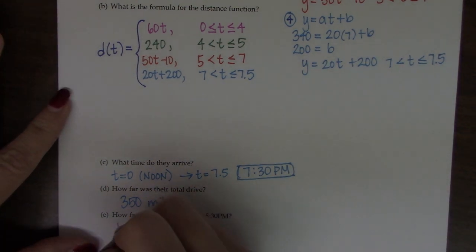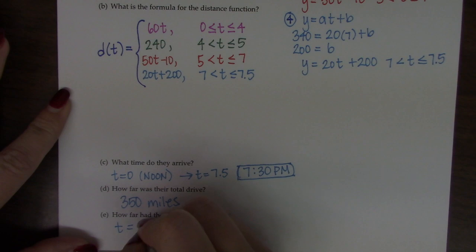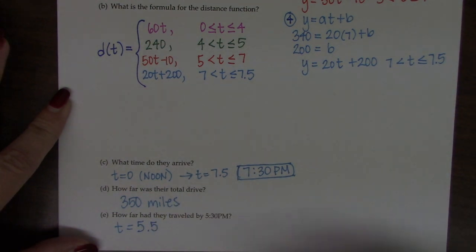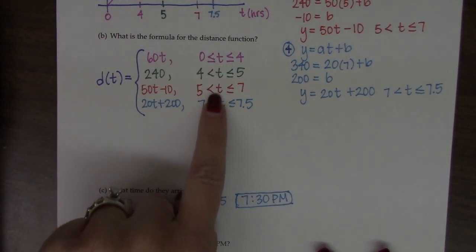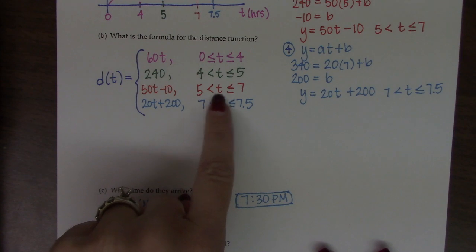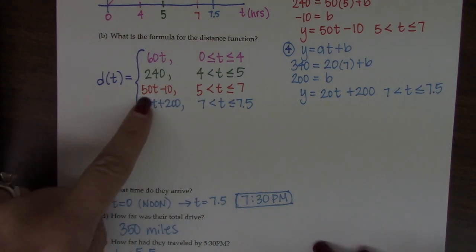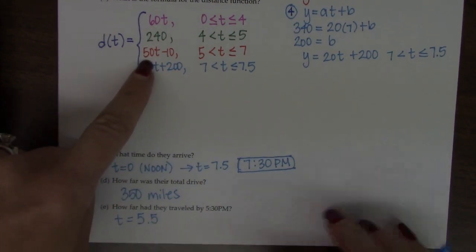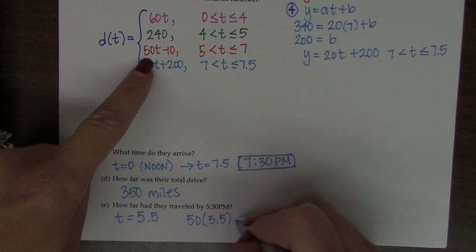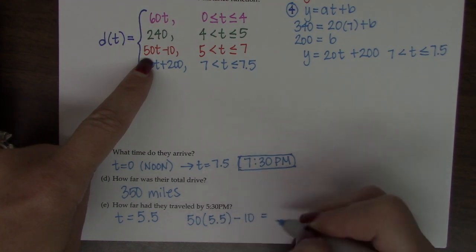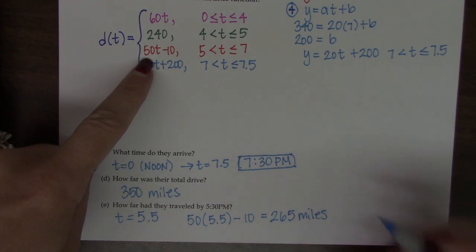And how far had they traveled by 5:30? So at 5:30 p.m., t would be 5.5. So we're going to go to our function, and we're going to find the interval with 5.5, and we can see it's right here. So that means I plug 5.5 into this function. So 50 times 5.5 minus 10 is 265 miles.